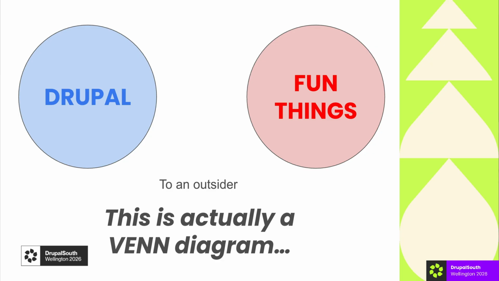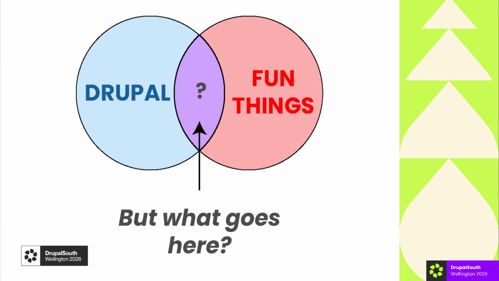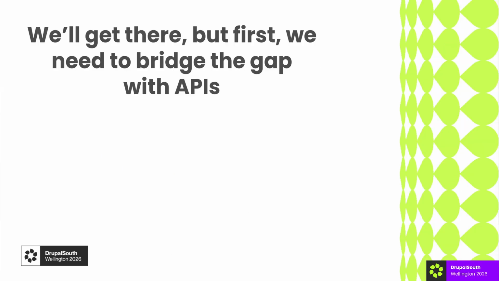Now, to an outsider, this is actually a Venn diagram. Notice the circles don't overlap. Now, as a double agent, I see it more like this. You might too. But what goes here in the middle? What's connecting these? Well, we'll get there, but first we need to bridge the gap with APIs.